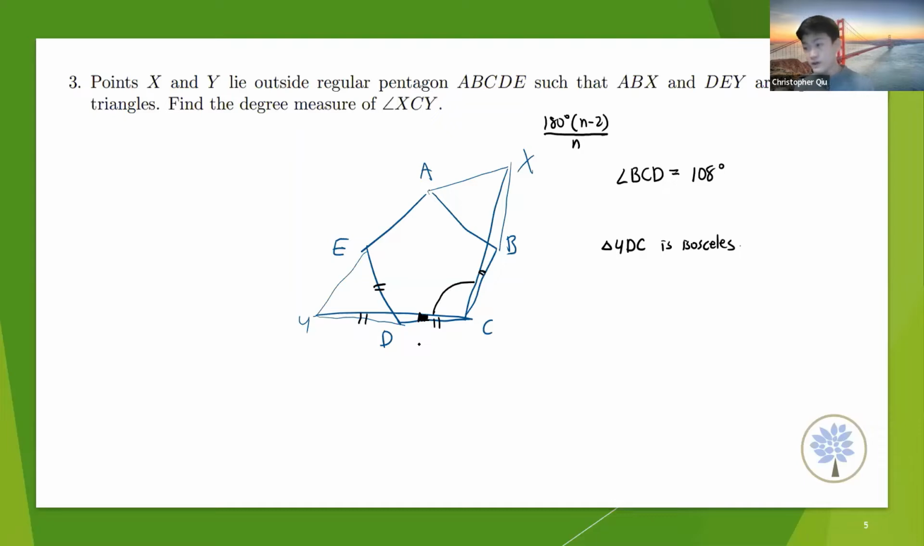Now that we know that triangle YDC is isosceles, in order to find angle measure YCD, this angle over here, we just need to find angle YDC, which is this larger angle. So let's find angle YDC. We notice that angle YDC is a combination of angle YDE, which is an internal angle of this equilateral triangle, and angle EDC, which is an internal angle of this regular pentagon.